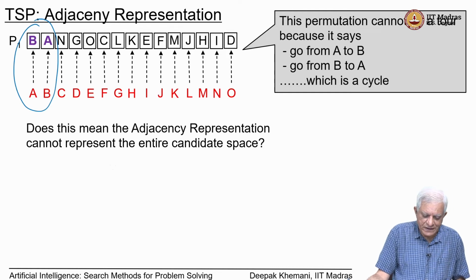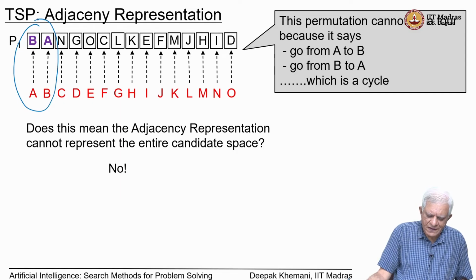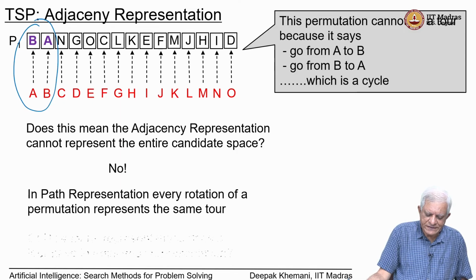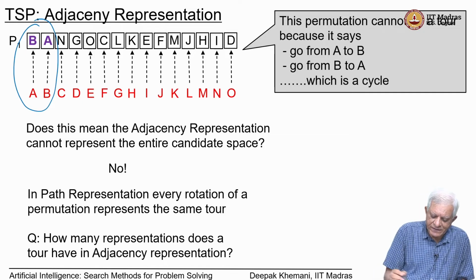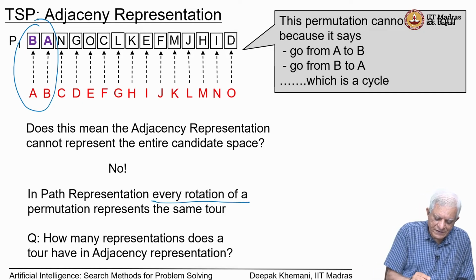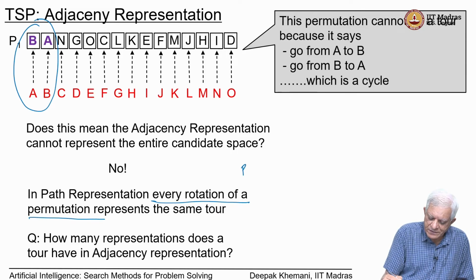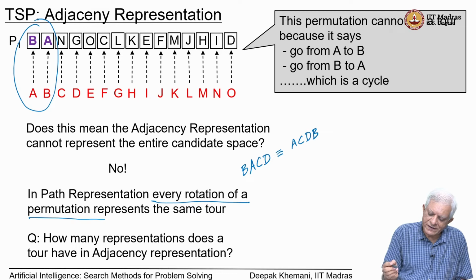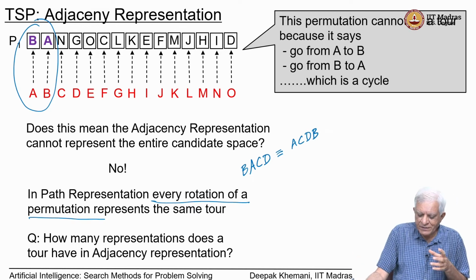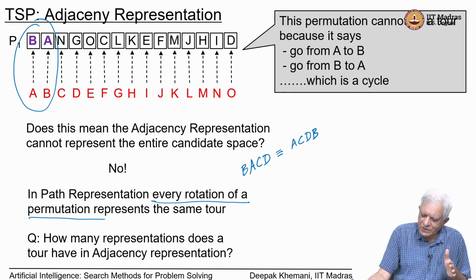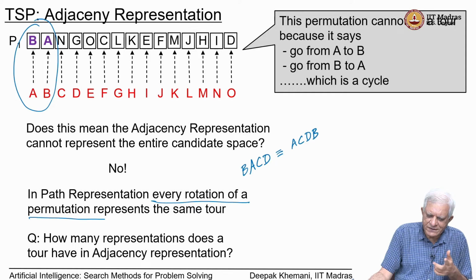The answer to that is no, and the reason is that in the path representation every rotation of a permutation represents the same tour essentially. So, for example, if I have a tour, let us say B A C D, this is equivalent to writing A C D B. You can rotate it by any amount and it will be the same tour. So, in the path representation every unique tour has multiple representations, whereas that is not the case in adjacency representation.